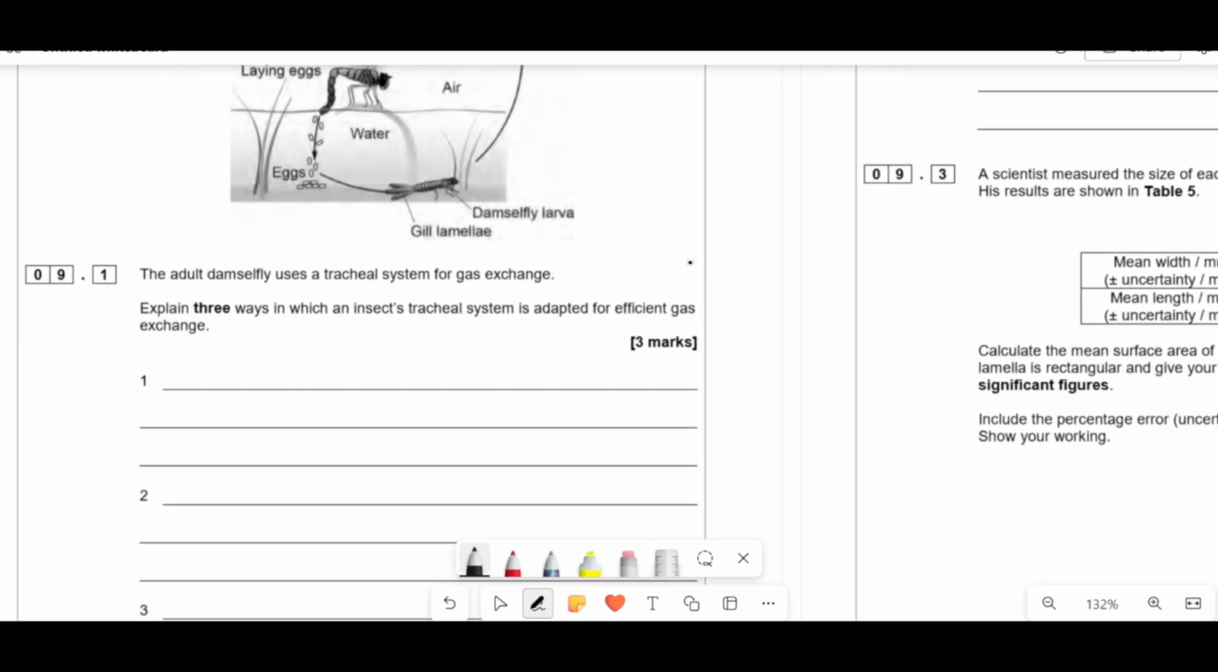The adult damselfly uses a tracheal system for gas exchange. Explain 3 ways in which it's adapted for efficient gas exchange. So I ain't gonna lie, why would I sit and memorize like 2 million facts when I can just think about the main things, right?